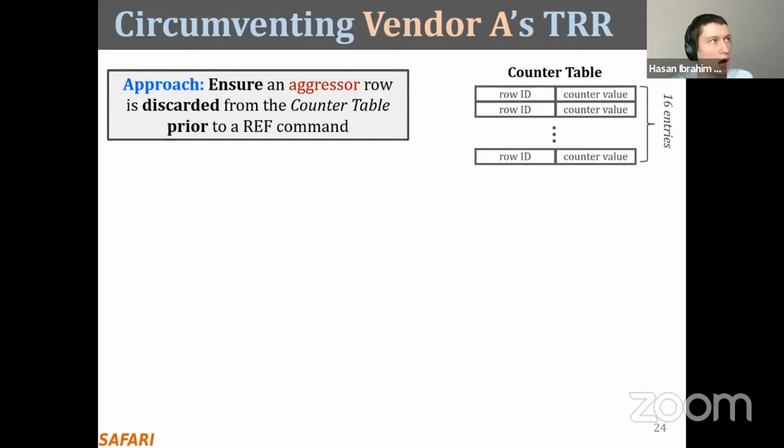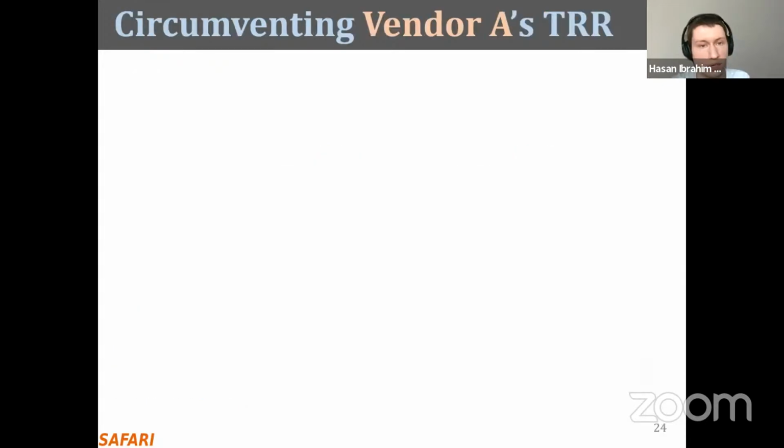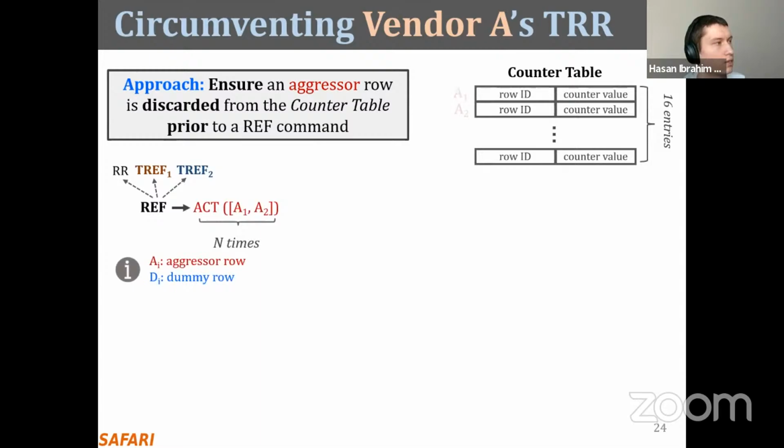Okay, so let's talk about how we can circumvent this TRR mechanism, knowing these observations regarding the TRF2 and TRF1 operation. So our approach is to ensure that an aggressor row is discarded from the counter table prior to a refresh command, right? So here is what the access patterns look like.